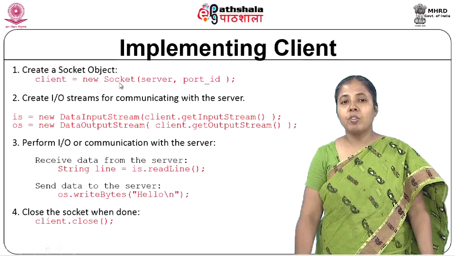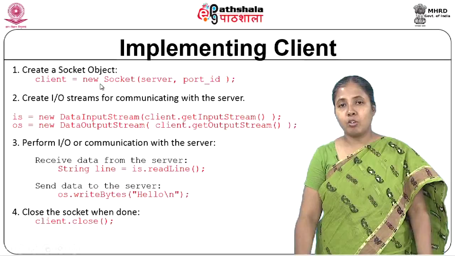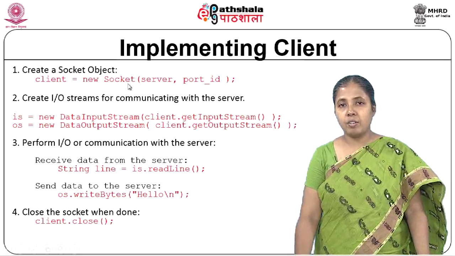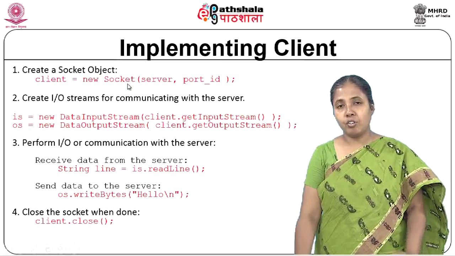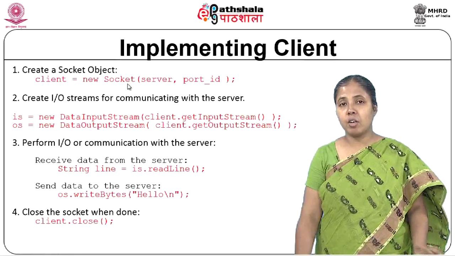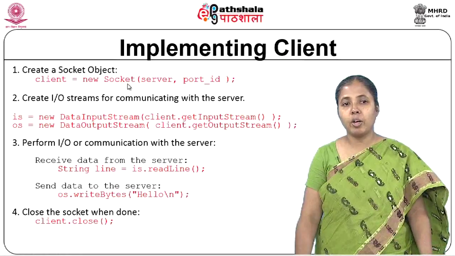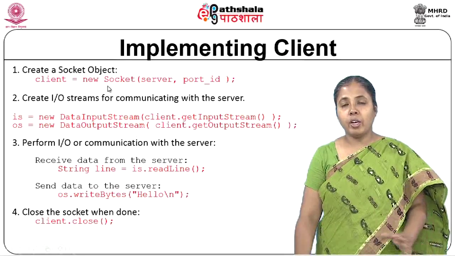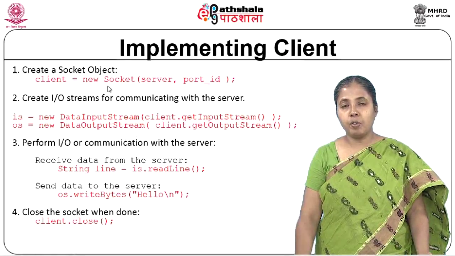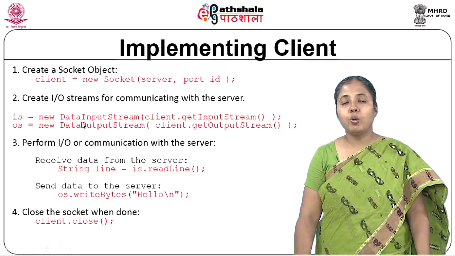Once you give this request, the server socket is listening. Once the statement gets executed, the connection request is sent to the server, and the server would now create a new socket object. That is what is happening. So, once a socket communication has been developed between the client and the server, we need to create the IO streams for communicating with the server.